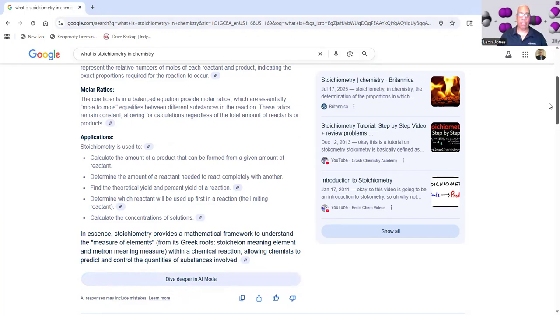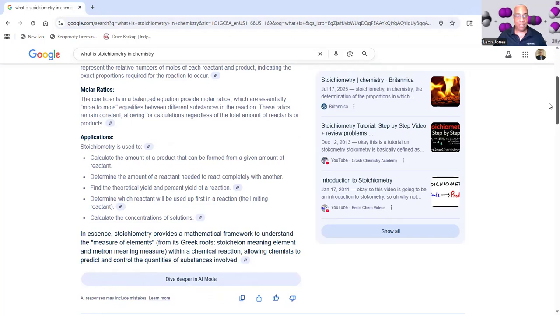It's how you apply it. So basically, stoichiometry is used to calculate the amount of product that can be formed from a given amount of reactant. And then you're also going to determine the amount of reactant needed to react completely with another. You're going to find the theoretical yield and percent yield of a reaction. And then you're going to determine which reactant will be used up first in a reaction. That's the limiting reactant. And then you're going to calculate the concentration of a solution.